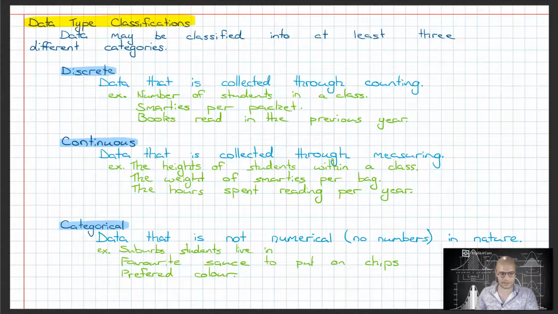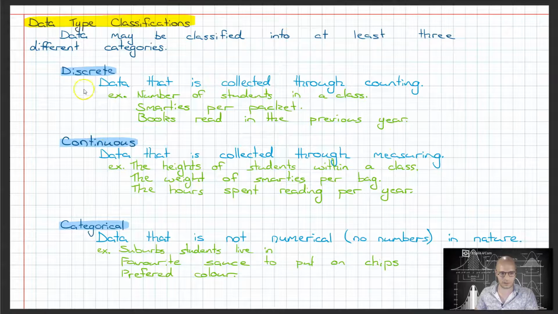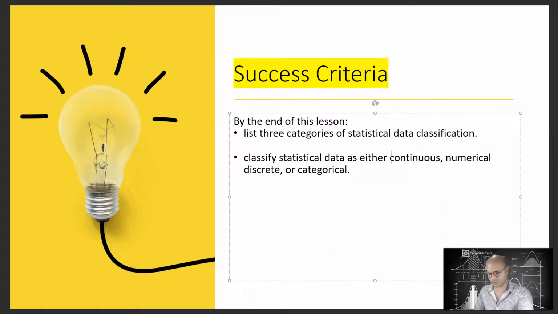Now, going back, the success criteria for this lesson was to be able to list the 3 categories of statistical data classification, those being discrete, continuous, and categorical. So if you can memorize these and you can memorize the definition, then that's the first job done for this lesson. Now, the second target for this lesson was to be able to classify statistical data as being continuous, discrete, or categorical.